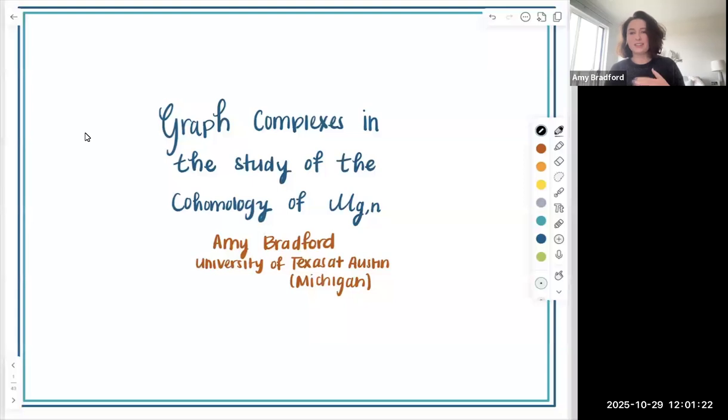And thanks to Bailey and the other organizers for the opportunity to tell you what I think is a really beautiful story that's connecting combinatorics and algebraic geometry, specifically in studying the moduli space of curves. And I'm very open to questions in the middle of this, so please just ask questions if you have them as we go along.